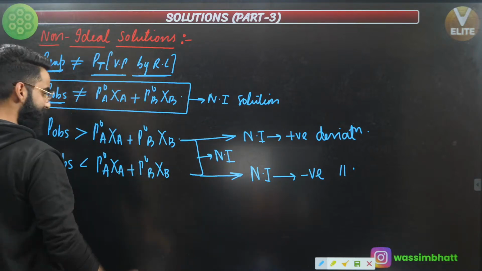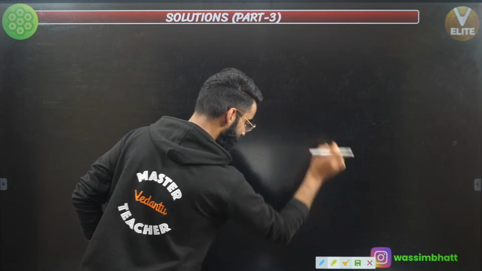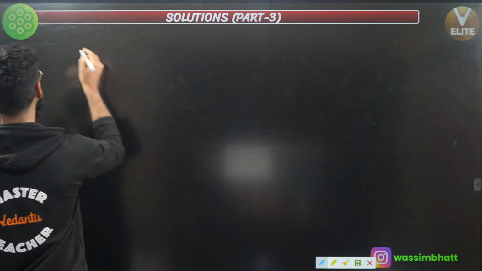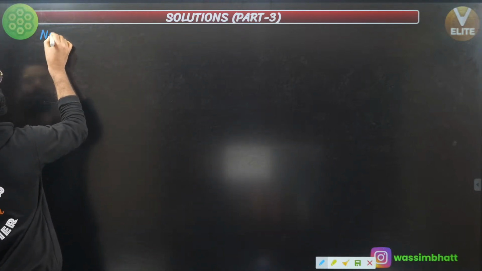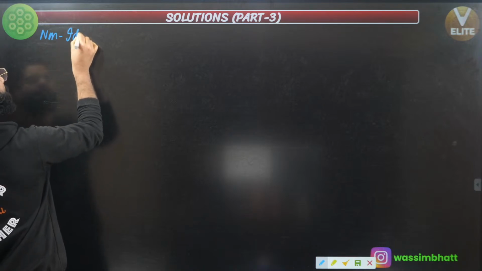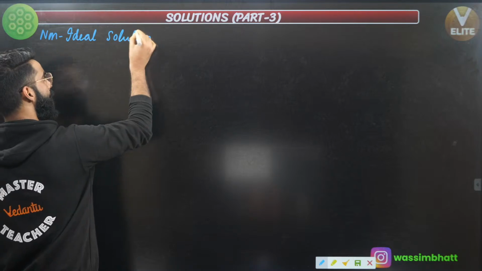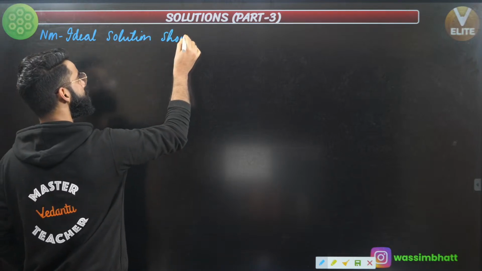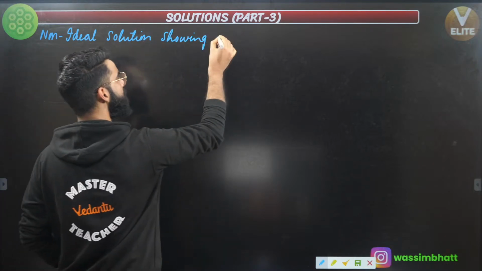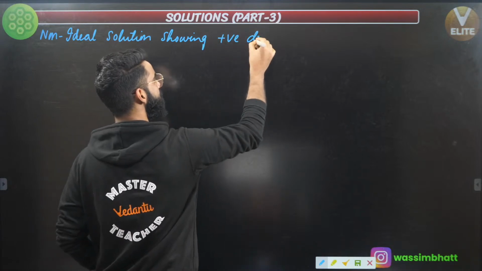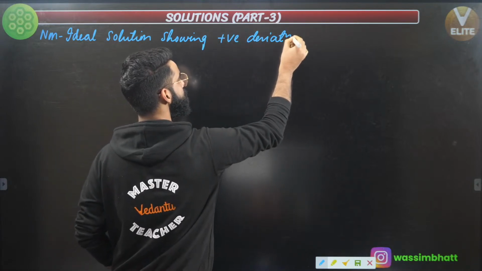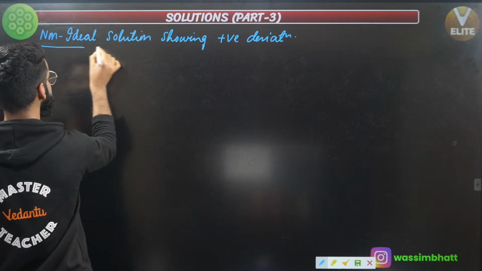Okay, now people, let's try to understand this a bit more in detail. First of all, I'm going to talk about the non-ideal solution showing positive deviation from Raoult's law. Okay, let's try to analyze this.